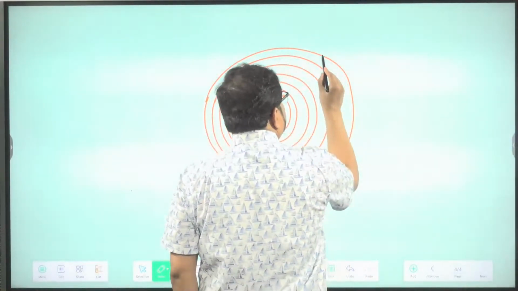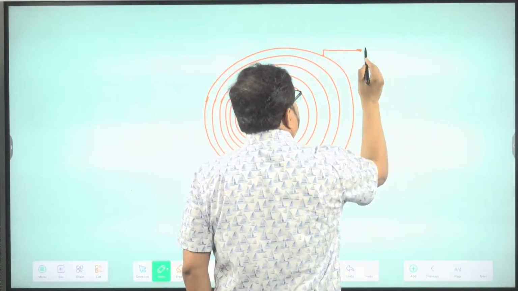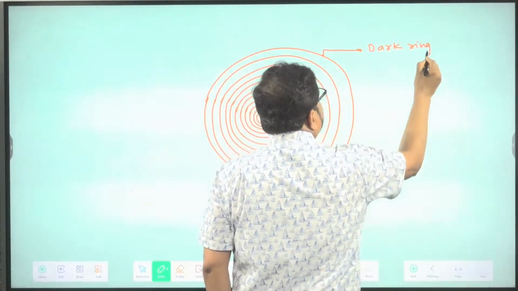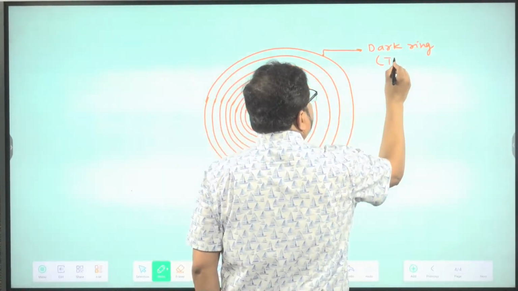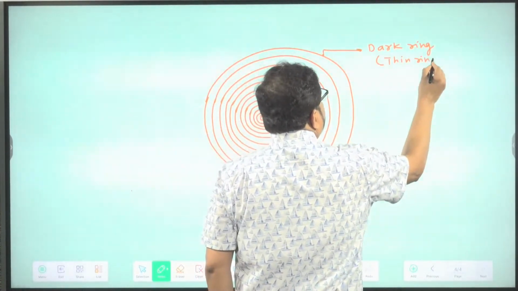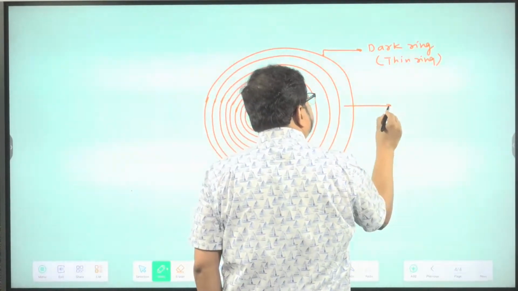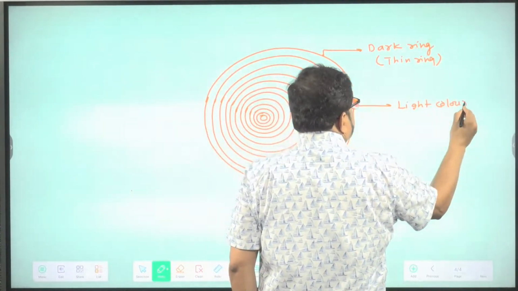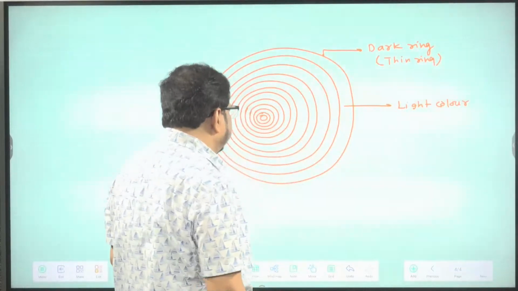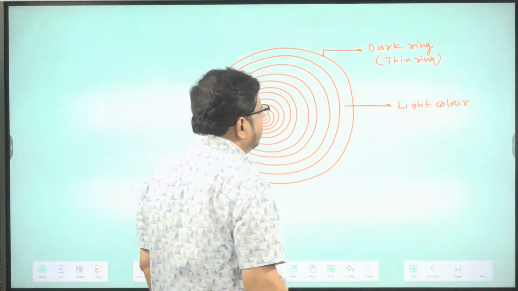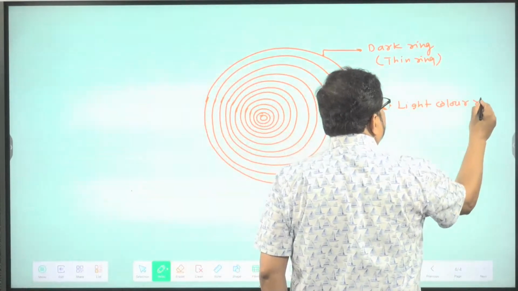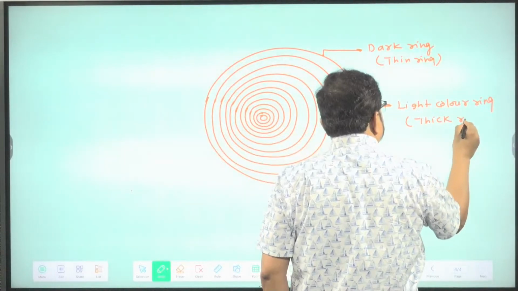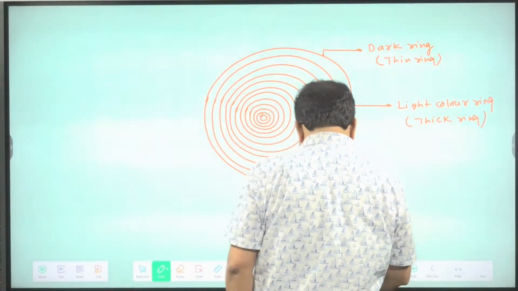So this is a thick, dark ring. And this is which one? Thin ring. And this is a light ring, light color. I just want to give it a brownish color, but that color combination is not matching. Light color ring, and it is a thick ring. Got the idea or not?